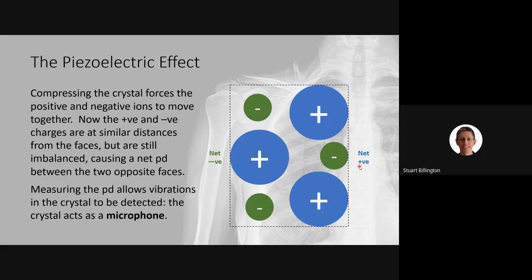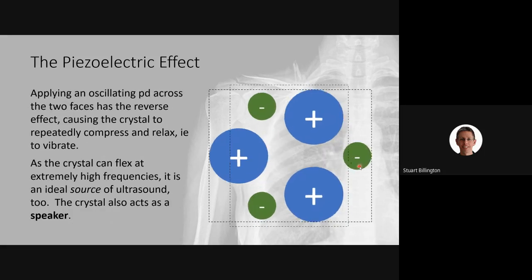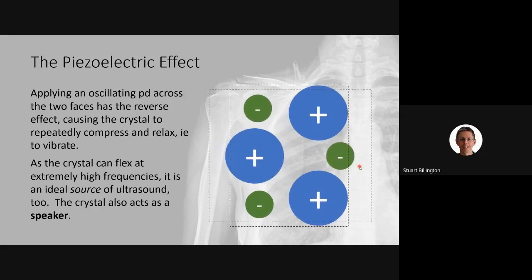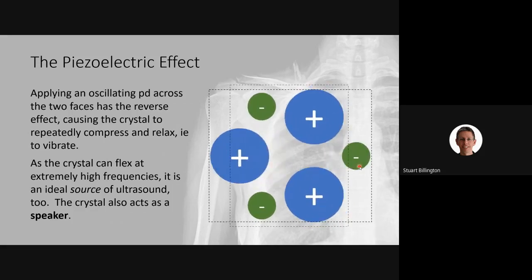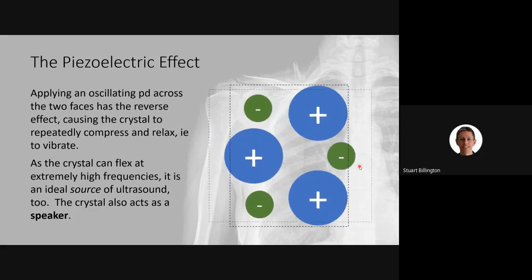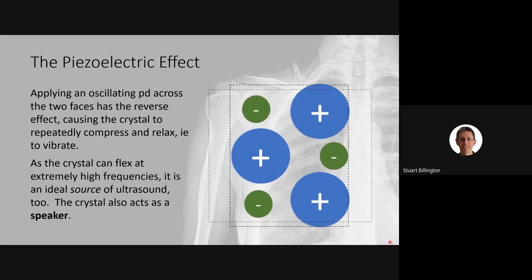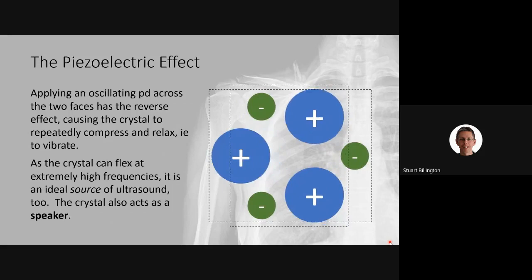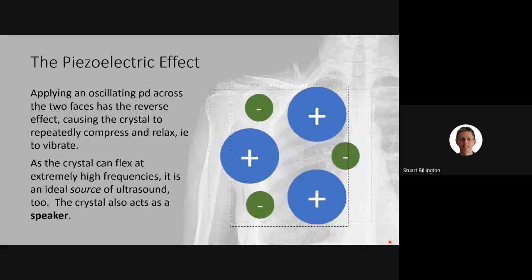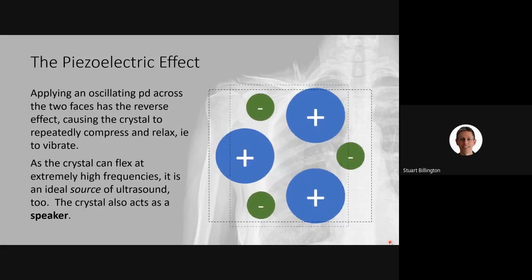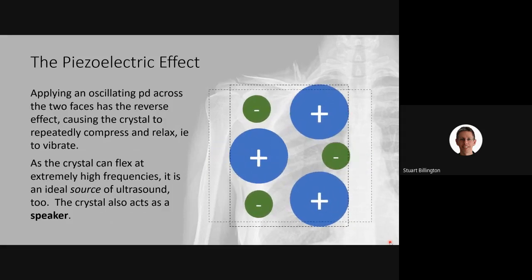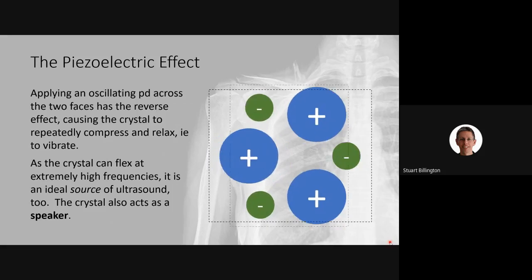Okay, what about as an emitter of sound? So it turns out that if we apply a potential difference across the faces of the crystal, the reverse happens. We can cause the crystal to flex by attaching a potential difference across the sides of the crystal. And if we oscillate that potential difference with the frequency of our choice, the crystal will oscillate at the same frequency. So if we oscillate the potential difference at 1,000,000 hertz, the crystal will vibrate at 1,000,000 hertz, which is far faster than a conventional speaker can be made to oscillate.